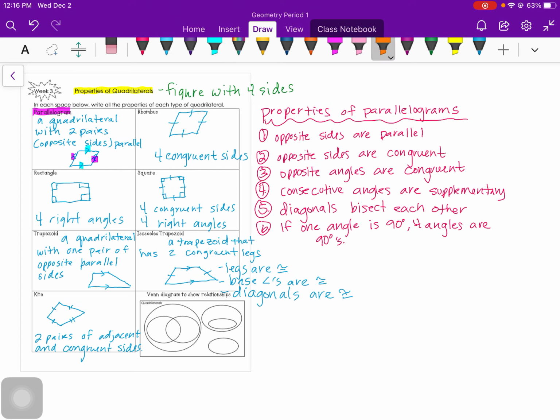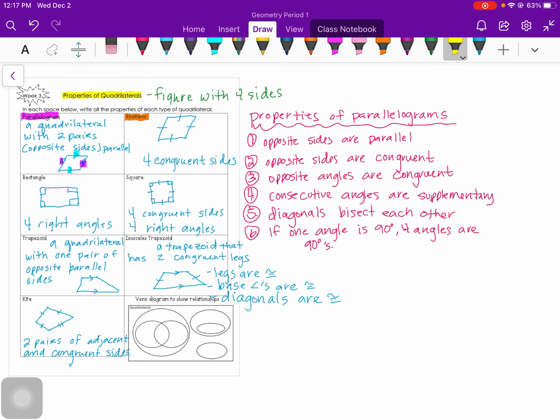And then we have special types of parallelograms. We have a rhombus, and that's kind of what a rhombus can look like. Maybe tilted a little bit, but all four sides are congruent. Next is a rectangle. A rectangle has four right angles, not necessarily all congruent sides, but we do know the opposite sides are congruent. So the special thing about rectangles is that it has four right angles. And then we have a square. I know we all know what a square is, but to define it, it is a quadrilateral, a parallelogram that has four congruent sides and four right angles.